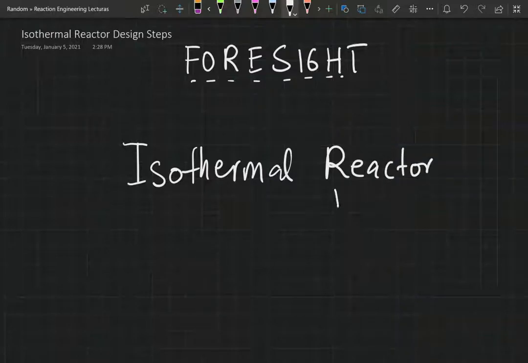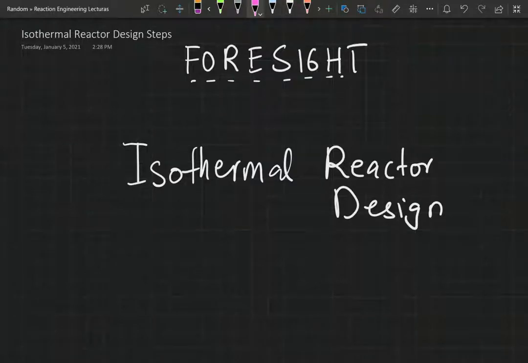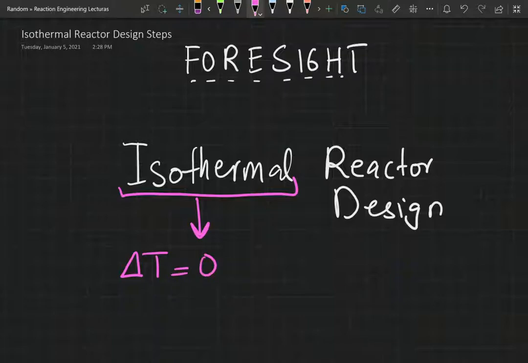Reactor design. I hope all of you by now are aware of what isothermal means, but I'm going to write it anyway. Note, it means constant temperature. There are no changes in temperature. To make it even more formal, every equation that has a dT term will go to 0, so there are no variations with temperature. All right, isothermal reactor design.